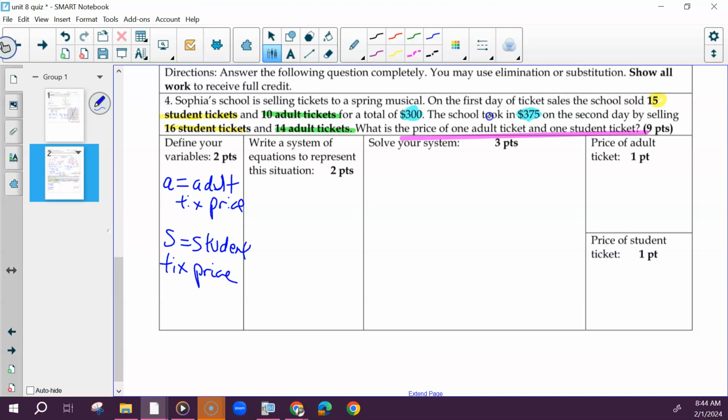And then your two equations, you had 6 numbers, so you should have used all 6 numbers. So 15s plus 10a equals 300. And 16s plus 14a equals 375. Then there were different ways to solve it. I would say if you have 6 numbers like this where you don't have a variable by itself, use elimination. If you use substitution, which some of you did, you're going to get fractions, but depending on what you solve for, you may not get nice fractions.